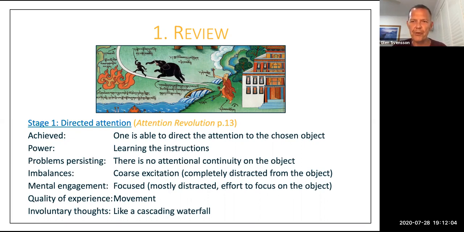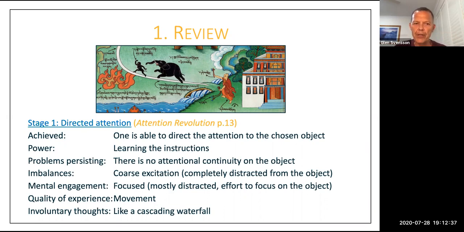What problems persist, of course, at this first stage? There's no continuity on the object. We're distracted for long, long periods of time. And so the main imbalance here is coarse excitation. We saw there that excitation and laxity come in 3 sort of levels. Coarse excitation is where we're completely distracted from the object. So that's the main imbalance when we begin the practice. We're just distracted completely from the object for long periods of time.